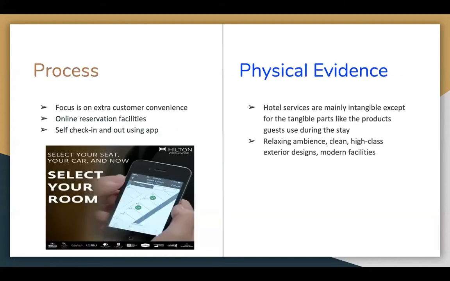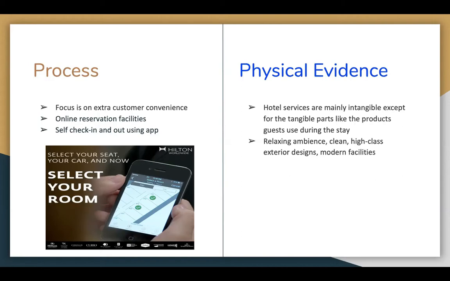For process, Hilton's focus is on extra customer convenience. Hilton guests can use the Hilton website or app to book hotels and manage their stay. The Hilton app allows guests to make reservations, select rooms, and use a mobile device as the room key. Therefore, it eliminates the need for the front desk. Guests can also check in and out using the app.